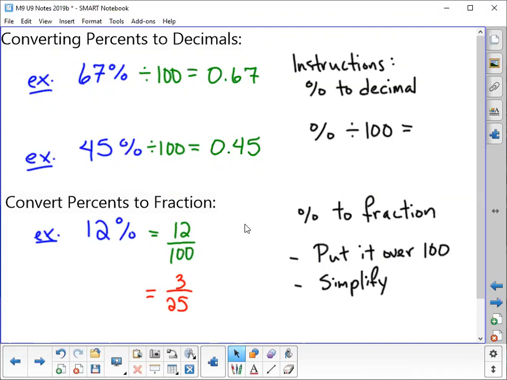Next year, if you stay in pre-calculus and foundations of math, there's going to be a lot of this stuff in there where you have to figure out common factors of 12 and 100. And there's some nice tricks on how to do that that you'll learn from Ms. Windrum.